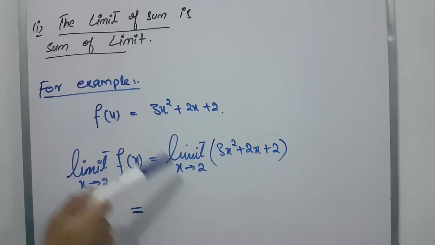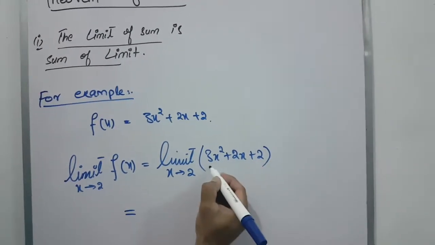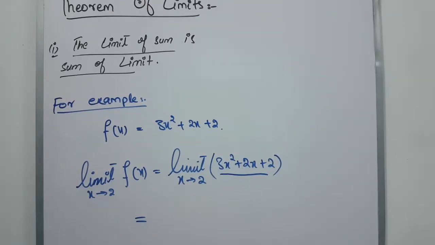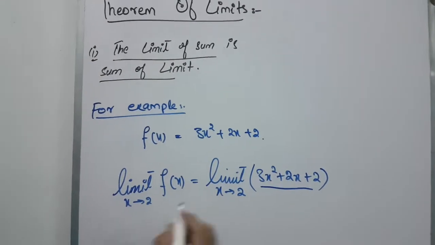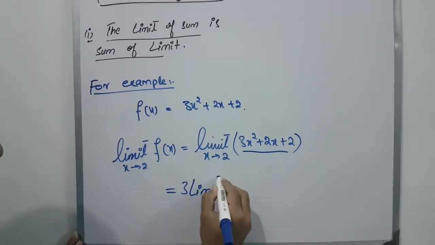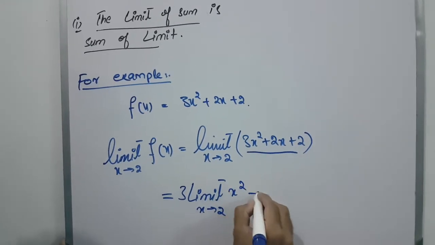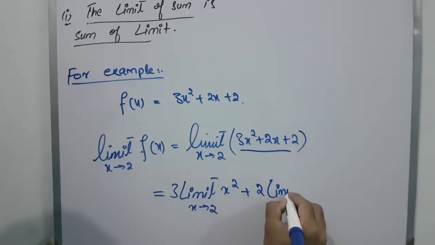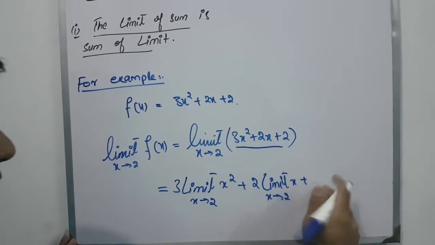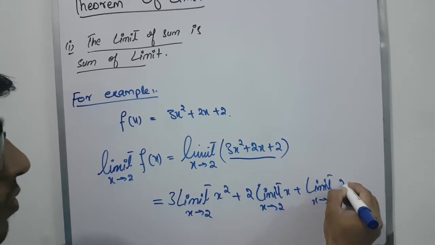Now from here, this theorem, the limit of sum is a sum of limits. When our question is written in some form, then you have to take limit of each and every term like this. The limit of constant is constant, therefore I just separate the constant from the variable. 3 into limit x approaches 2, x square plus 2 into limit x approaches 2, x plus limit x approaches 2 into 2.